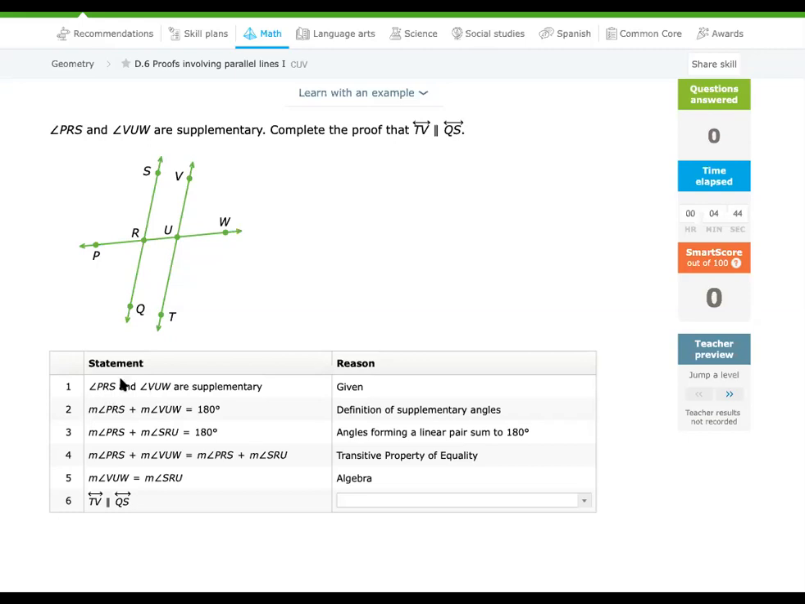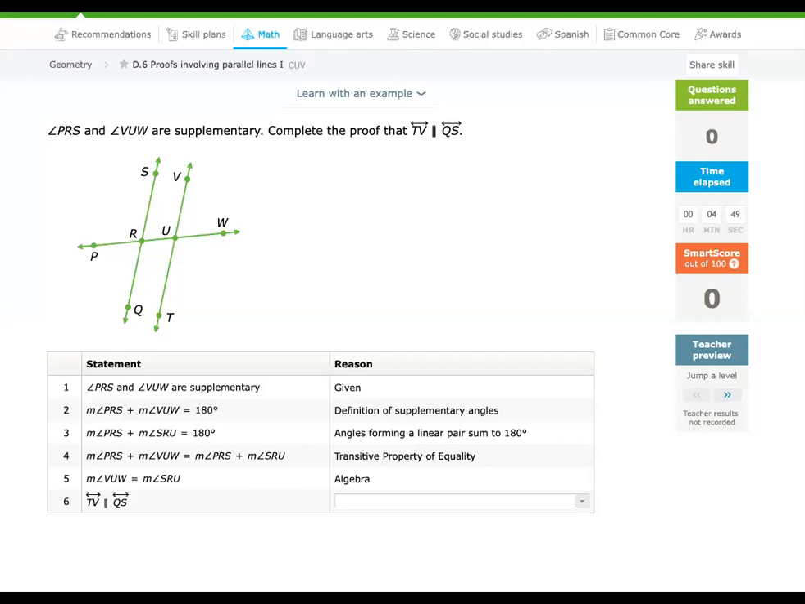So the first thing they tell us is PRS, this one right here, and VUW. These two right here are going to be supplementary, at 180 degrees. Say PRS plus VUW, what we just said, those two measures, so the measure of PRS and the measure of VUW are going to be equal to 180 degrees. That's the definition of supplementary angles.